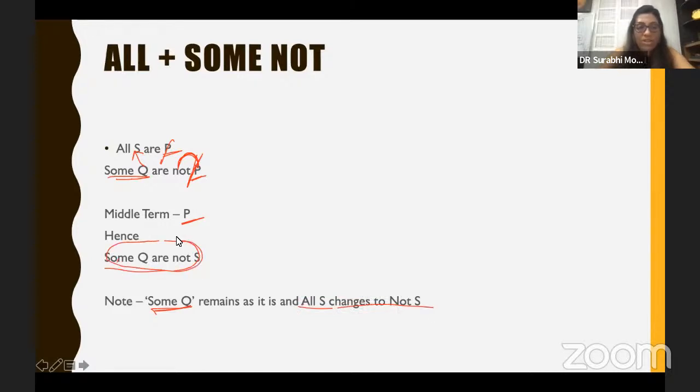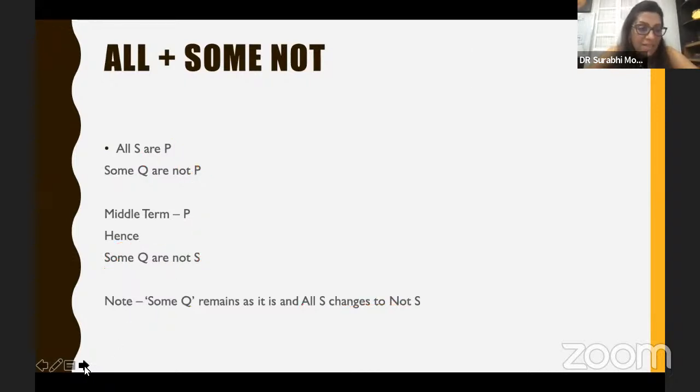All right, note this down and remember this, children. The middle term is written with not. It is distributed. Eliminate the middle term. Now in this case, my answer will be some Q. Some Q remains as some Q. All S changes to not S. Some Q are not S. Right?